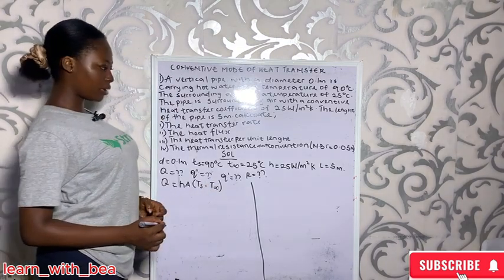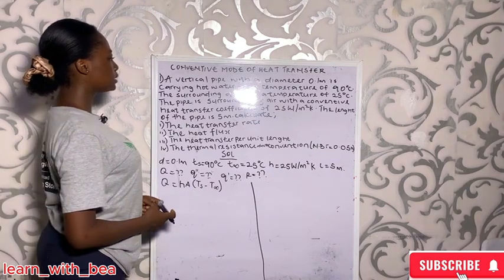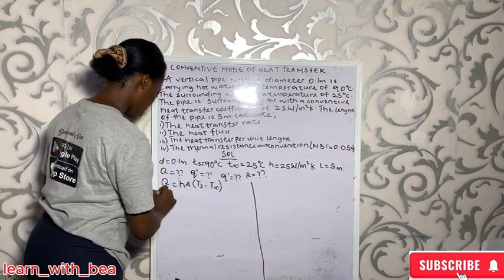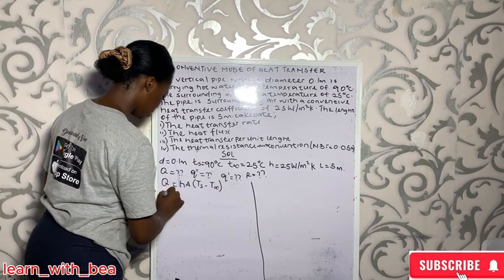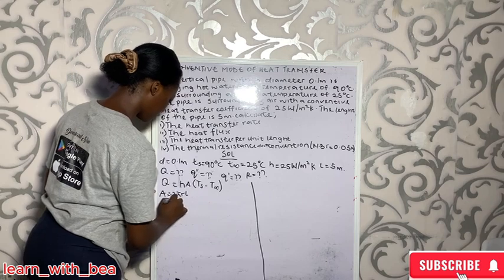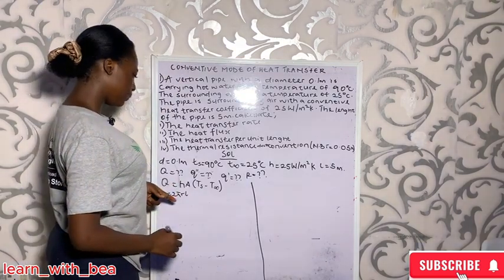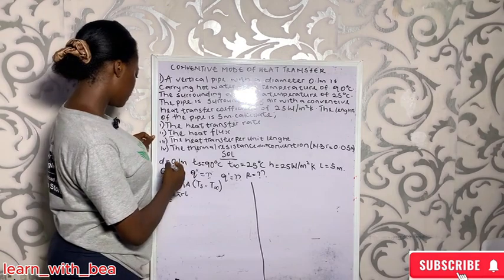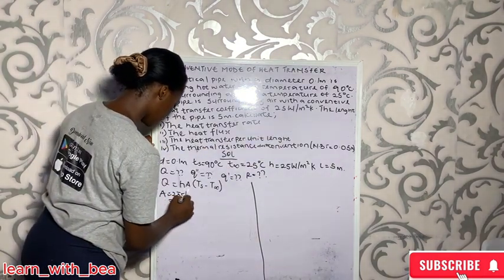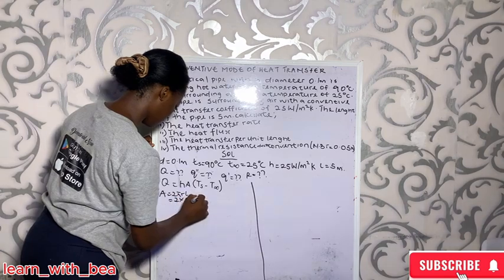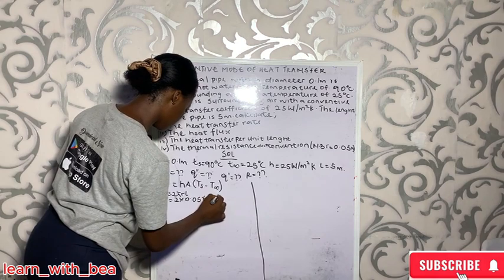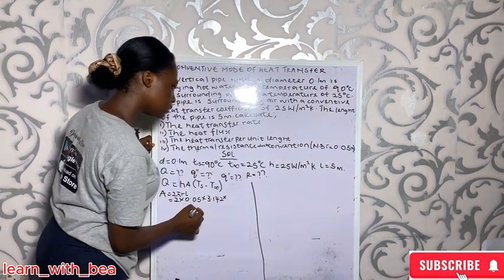So do we have our area? No. We can calculate it. And since they said it's a cylindrical pipe, our area would be 2πrL. Since our r, I didn't even write it, is 0.05, that's 2 times 0.05 multiplied by 3.142. Then what's the length? 5.